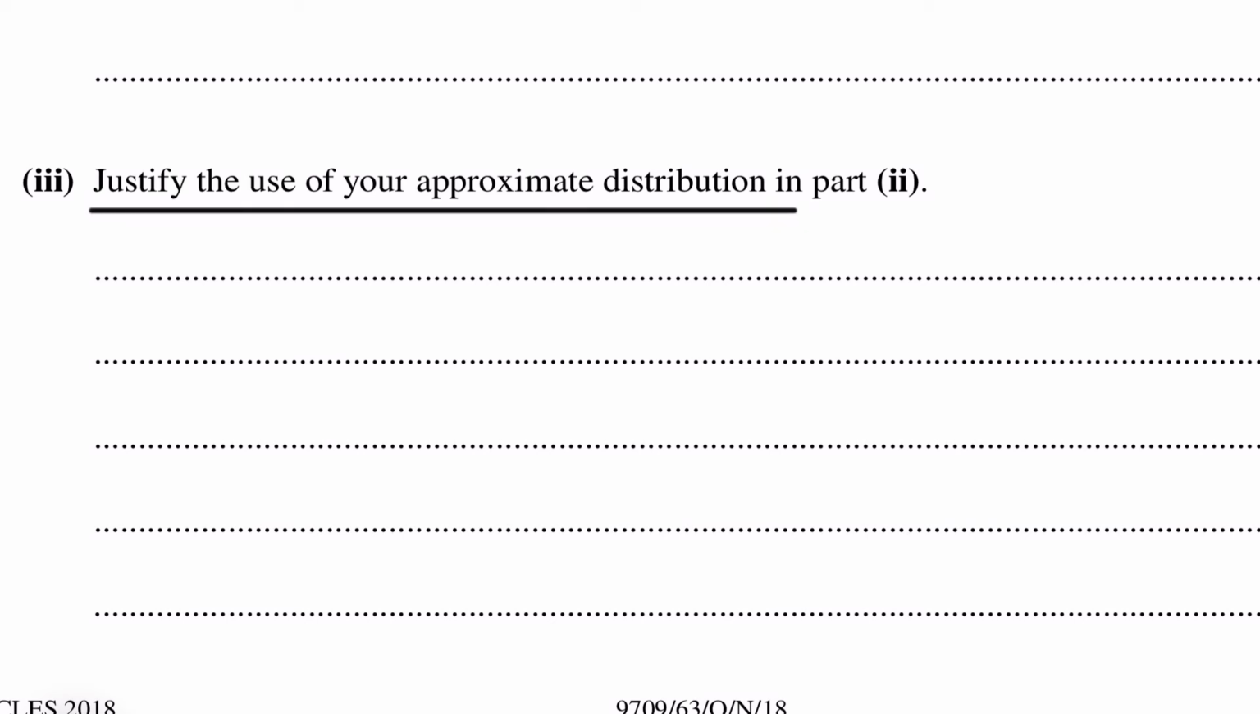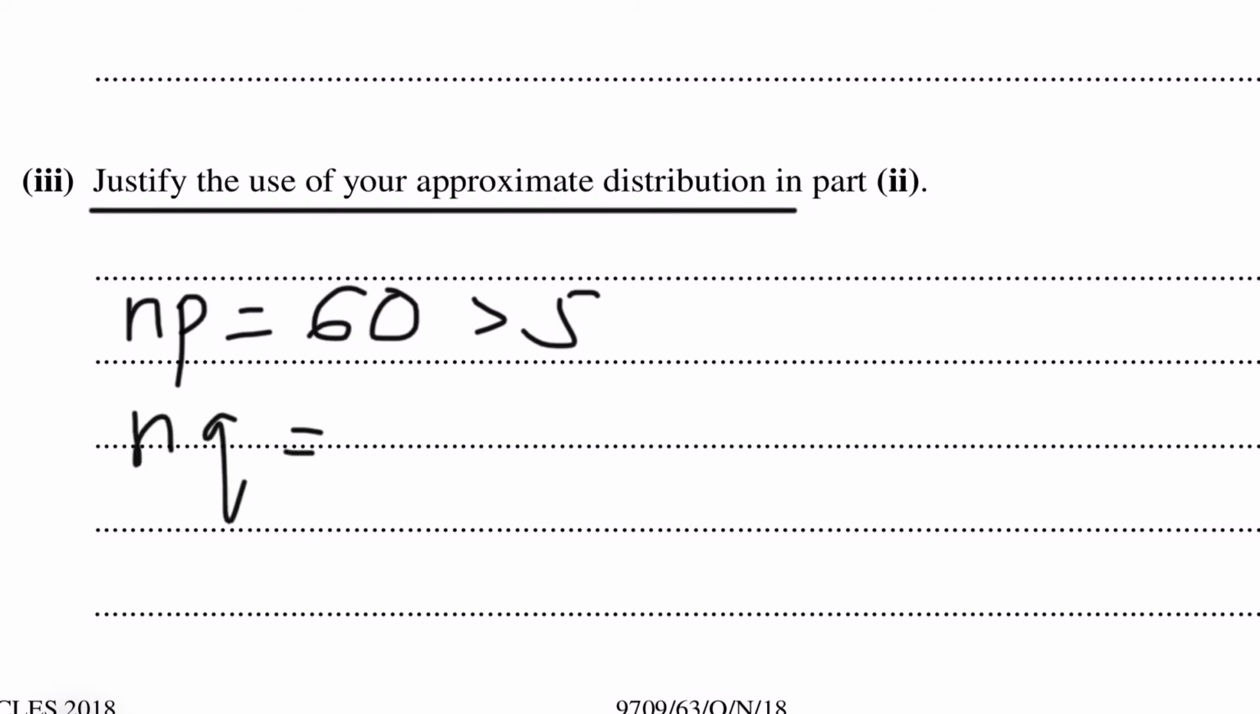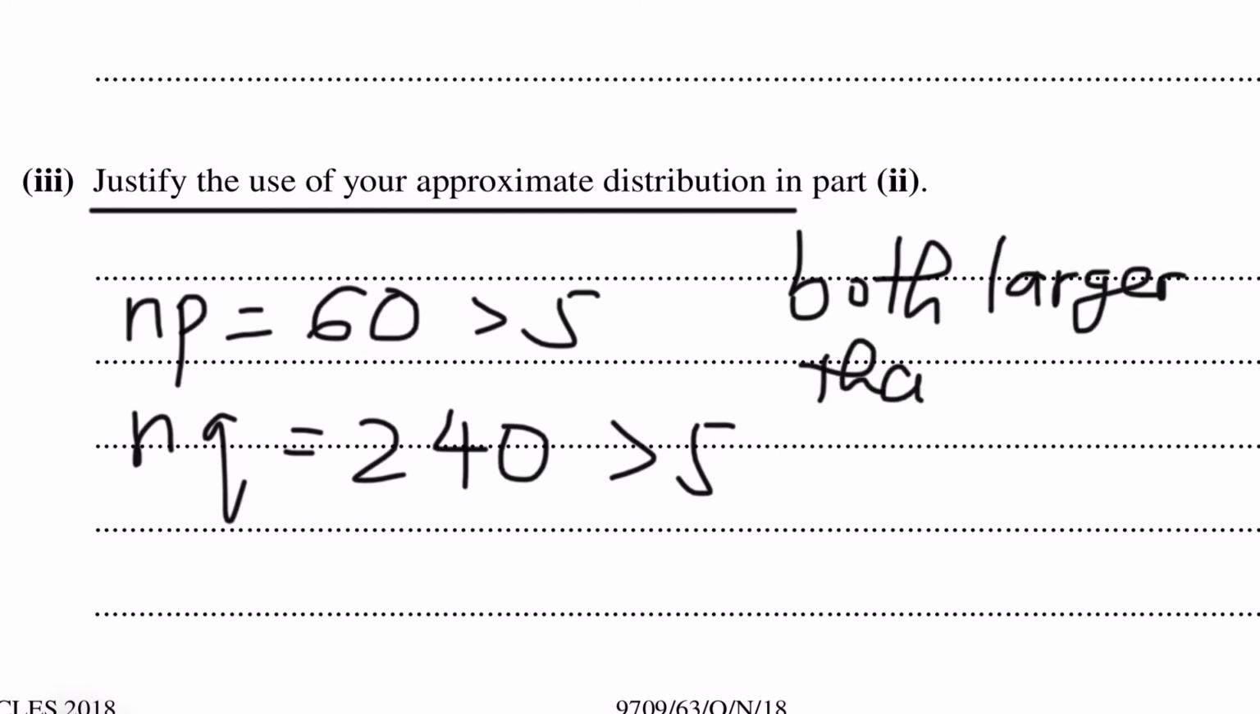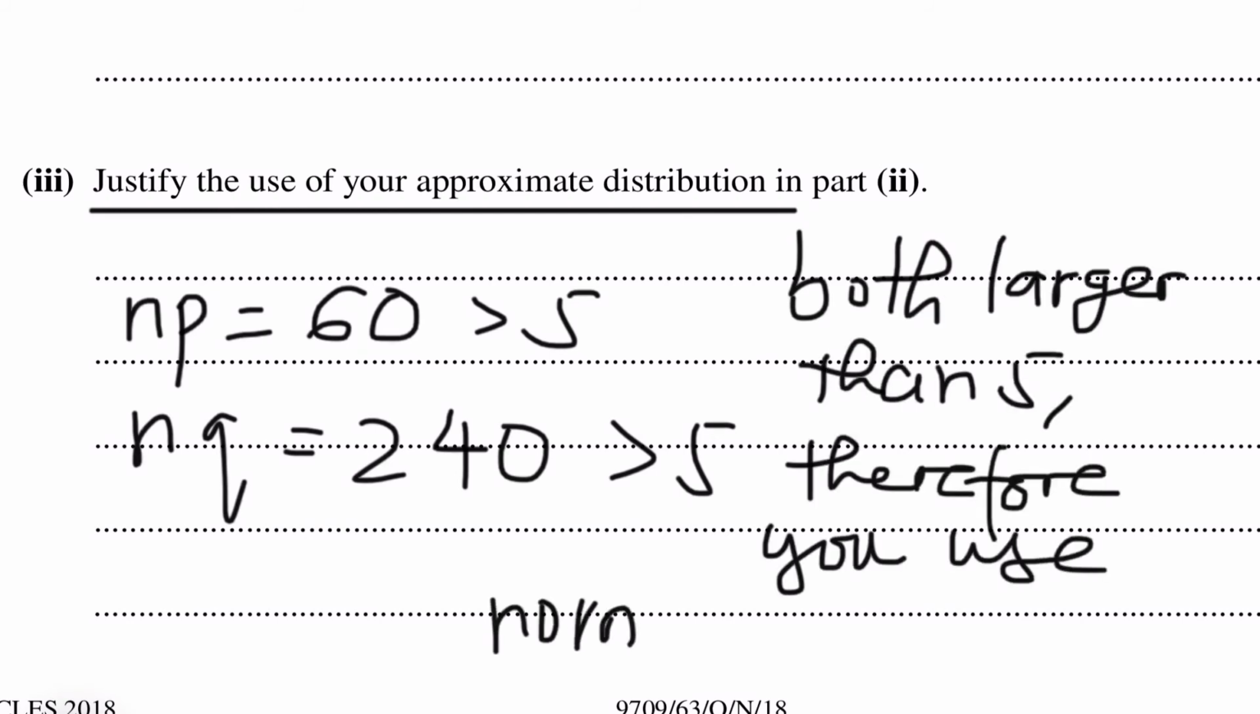Now for these kinds of questions where you need to justify the use of your approximate distribution, all you need to write is that your value np, which was 60, is larger than 5, and your value nq, which is 240, is also larger than 5. Now since both are larger than 5, therefore you use normal approximation.